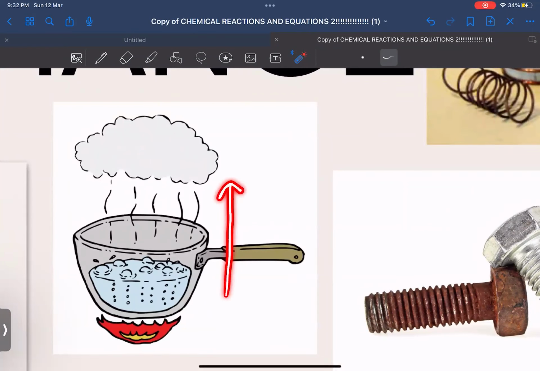When water boils, it produces vapor. How is this a physical change? This water is still water when it is vapor. The chemical composition is the same, whether water is a liquid or a vapor. And this vapor can be turned into water again by condensation. So it is reversible too. So it is a physical change.